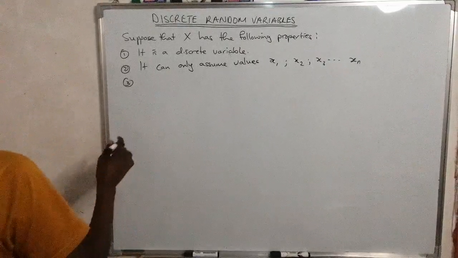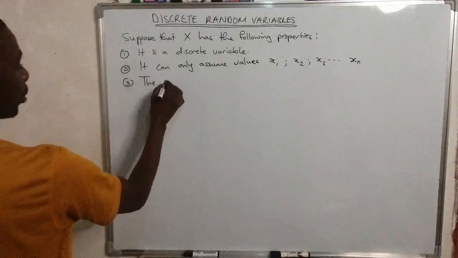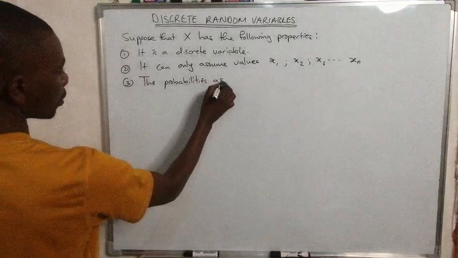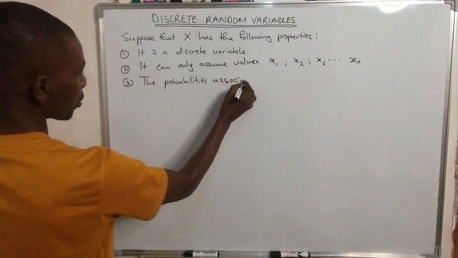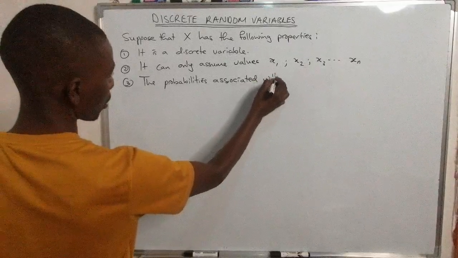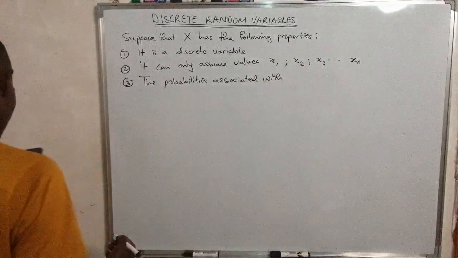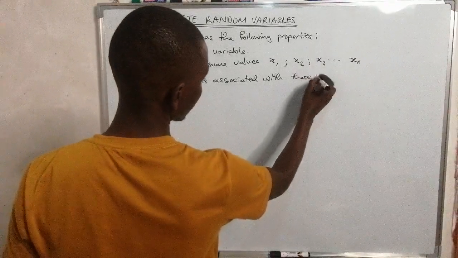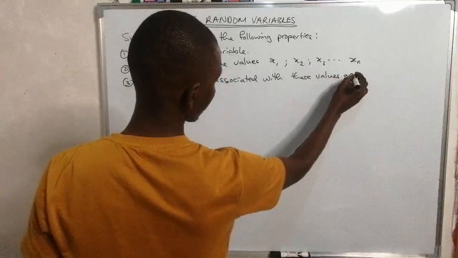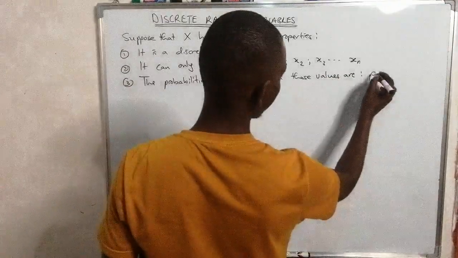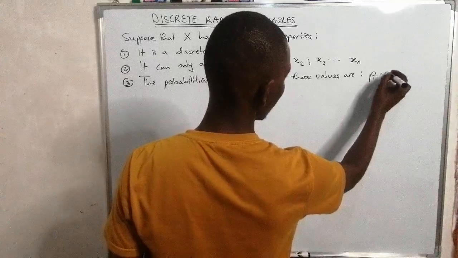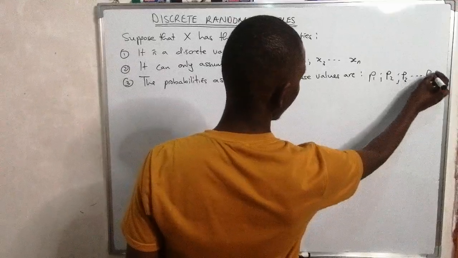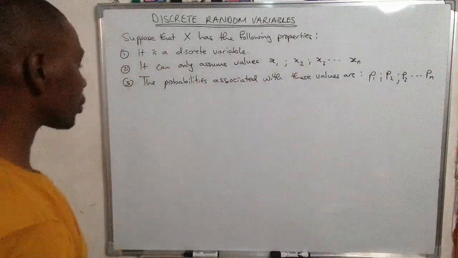Then number three, the probabilities associated with these values of x are P1 for x1, P2 for x2, P3 for x3 up to Pn for xn.